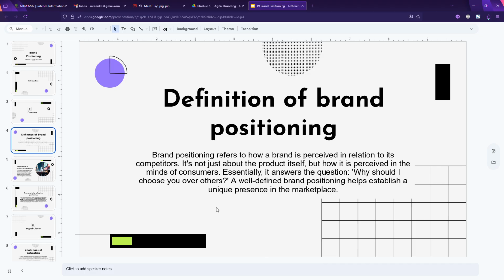So brand positioning refers to how a brand is perceived in relation to its competitors. So when we are creating a brand, we are creating it so that the brand's perception will be clear. When we see a brand, when we see a logo, we can tell that, okay, this brand is XYZ. This brand deals with baby products. This brand deals with MMA products, like mixed martial art products. This brand is associated with hospitals. This brand is associated with like NGO works and all. Like they help people and all.